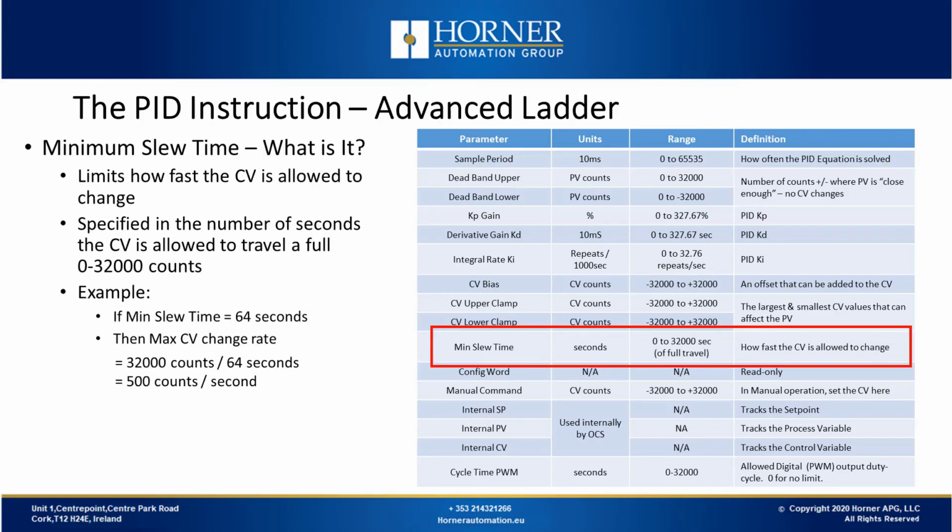Let's talk about minimum slew time. It's a parameter or a variable that limits how fast we allow the control variable to change. We can leave it at 0 or adjust it to a non-zero value. So if we don't want our control variable to change too quickly, we add a non-zero minimum slew time to that variable. My example here is showing that we set the minimum slew time to 64 seconds. 32,000 counts over 64 seconds means that the CV can't change more than 500 counts per second.